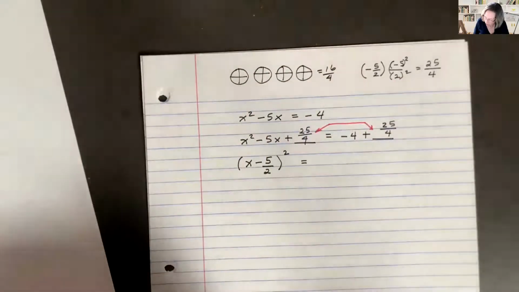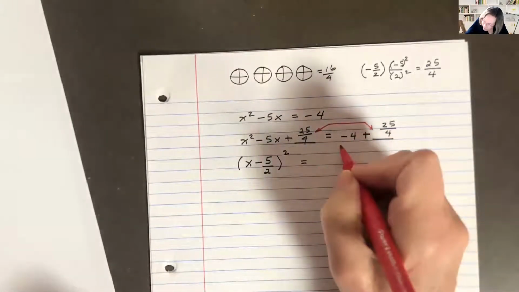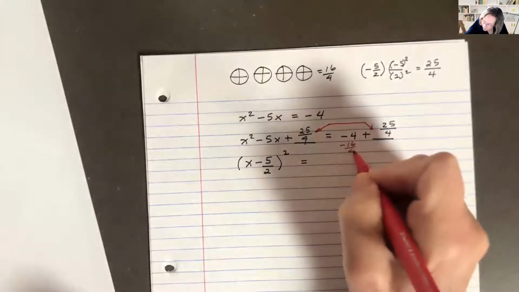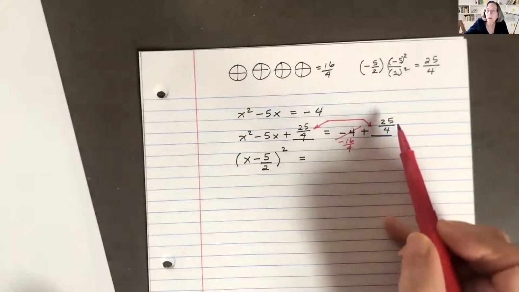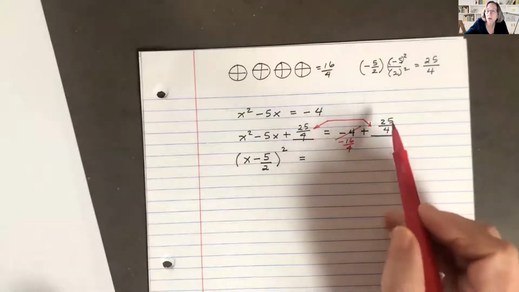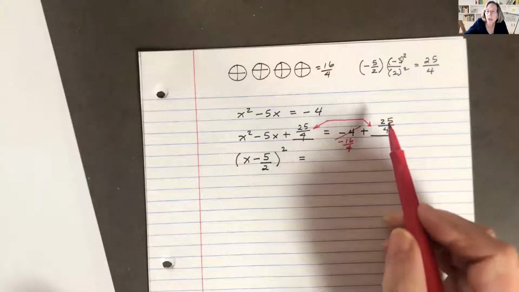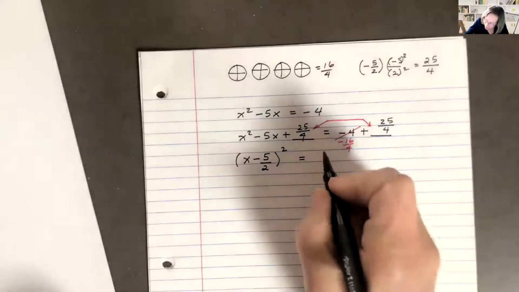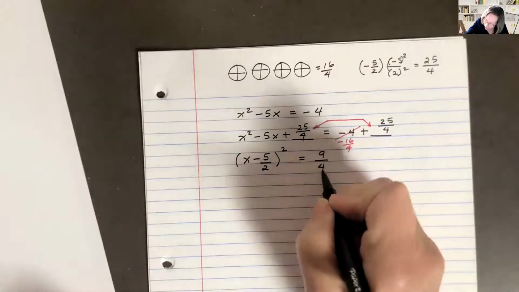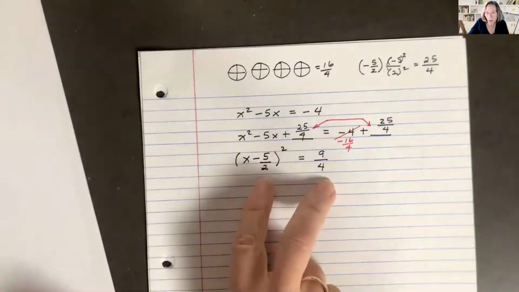So 4 pizzas times 4 fourths in each is 16 fourths. Okay, so I'm going to convert this -4 right here to be -16 fourths. Okay, and now I can combine it with the positive 25 fourths. So 25 minus 16 is a positive 9. So I'm going to have 9 fourths as 25 fourths and a -16 fourths. I'm going to end up with positive 9 fourths. Okay, so now I'm going to take the positive and negative square root of both sides.